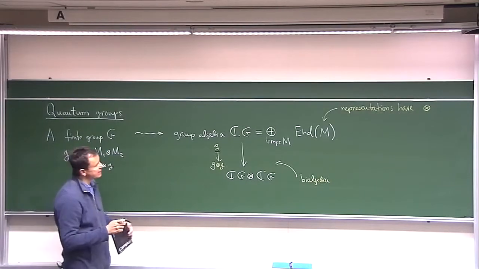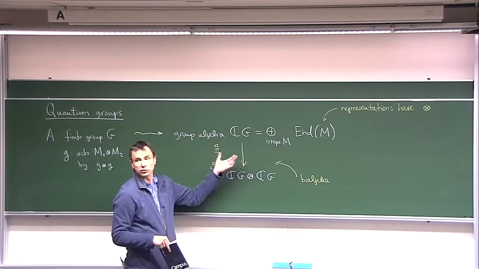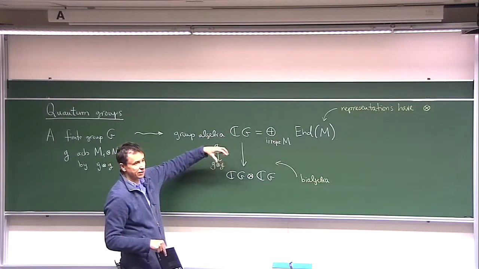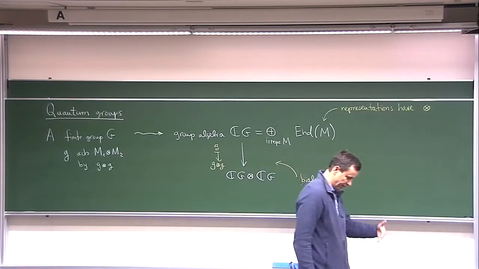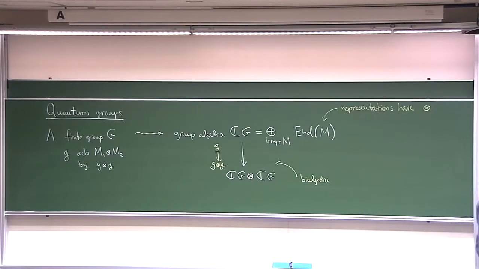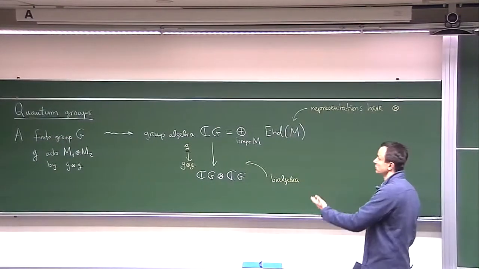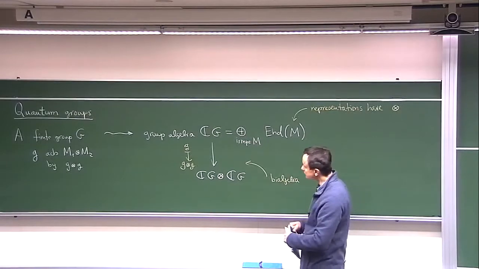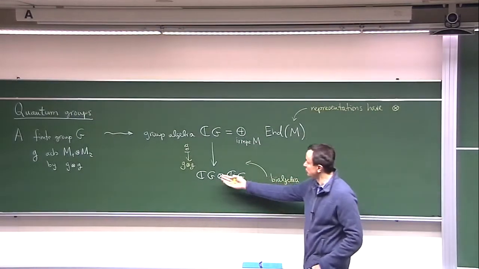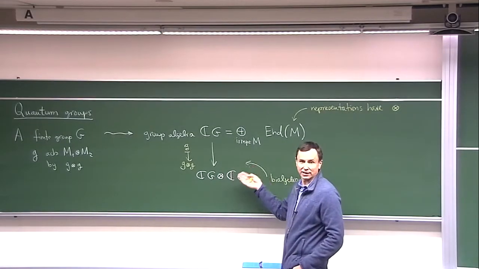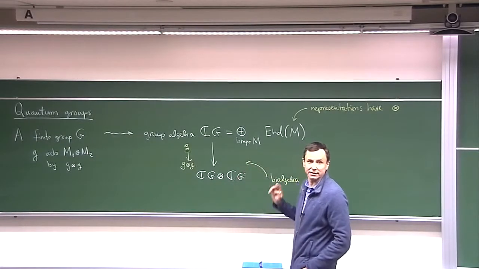This map satisfies axioms dual to multiplication. Multiplication in an associative algebra is associative, and this is called co-multiplication. Co-multiplication is co-associative. It means if I want to map to a tensor product of three factors, I can do it in any order.